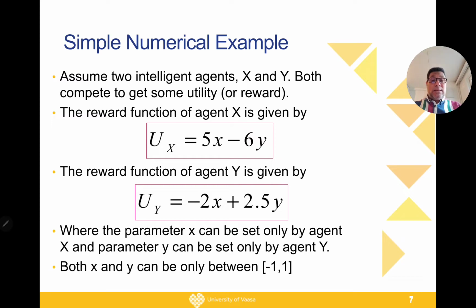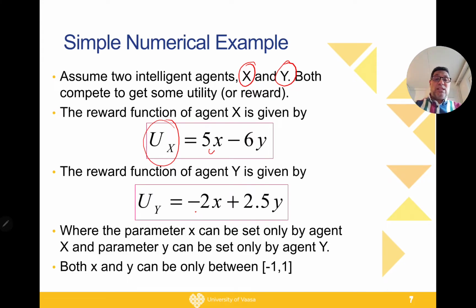Let me give it in mathematical form. Assume that we have two intelligent agents, X and Y. The reward function of X is 5X minus 6Y. The reward function of Y is given by this equation: minus 2X plus 2.5Y. Now you can see that X is the parameter that X can control.